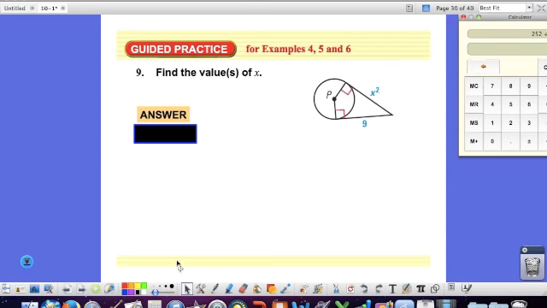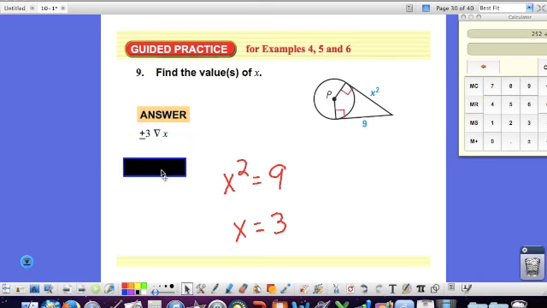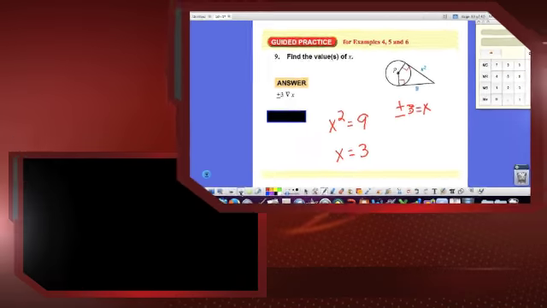And find the value of x. x squared is equal to 9, so x is equal to 3. Now, yes, we talk about this all the time, and that should say positive or negative. But I'm going to go with it is only positive 3 because you cannot have a negative distance. So you can't have negative.